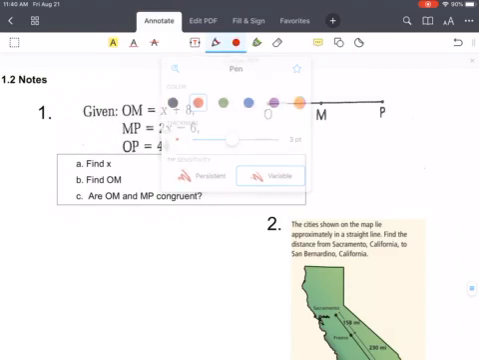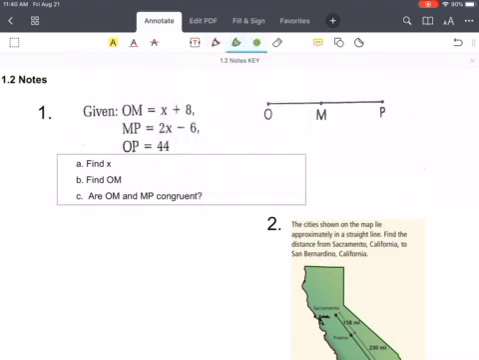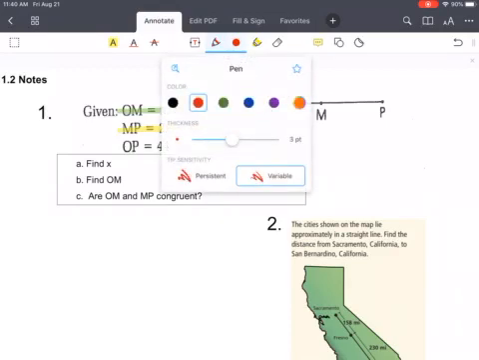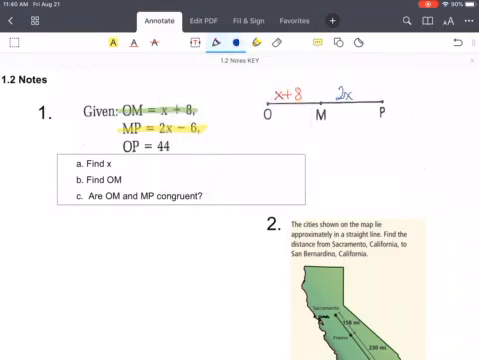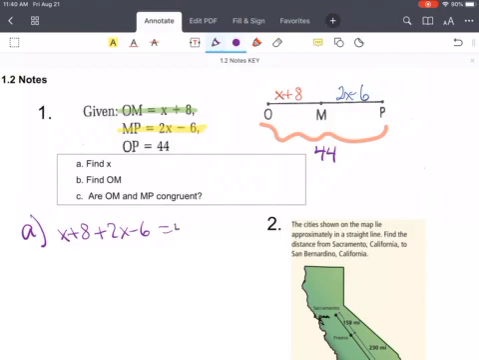Now looking at number 1, the big thing that we always want to make sure we do is label our diagram. So this tells me that OM is equal to x plus 8. So I want to label OM as x plus 8. It then tells me that MP is 2x minus 6. So make sure you label MP as 2x minus 6. It then tells me that the entire thing is 44, so I will show that the whole thing equals 44. So this tells me that since the whole thing is 44, when I add these two things together, I need to equal 44. So x plus 8 and 2x minus 6 must equal 44.